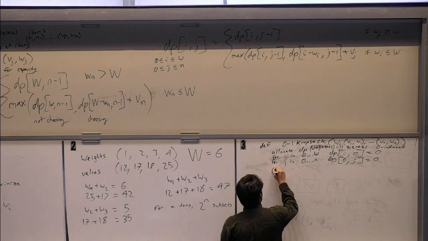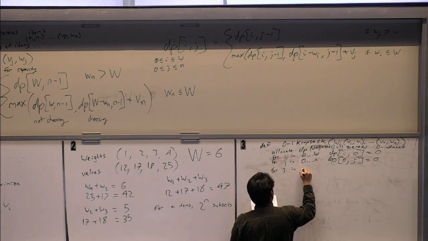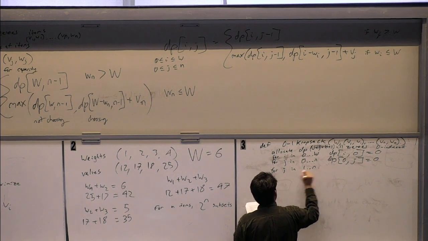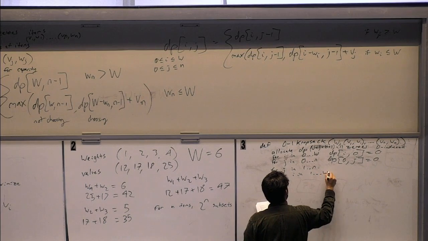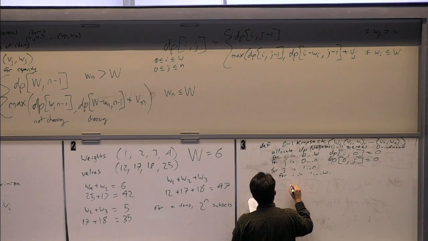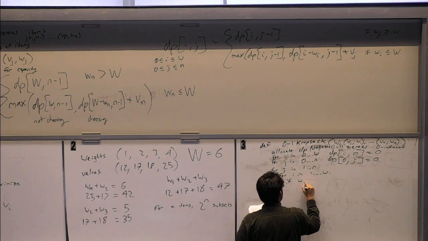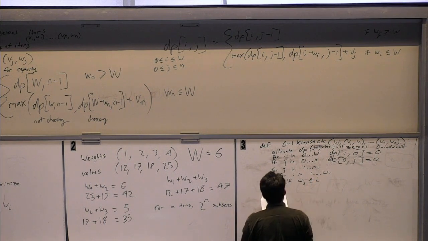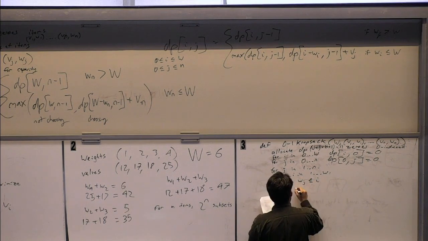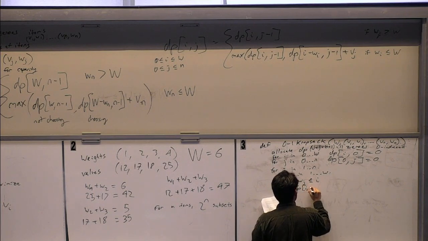So we'll just loop over the table, for j in 1 to n, for I in 1 to W. If wj is less than or equal to the current capacity I, then DP of I comma j takes on a recurrence.